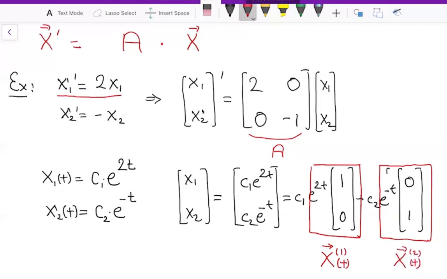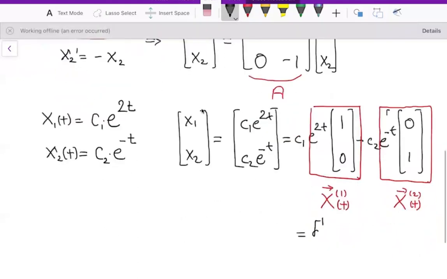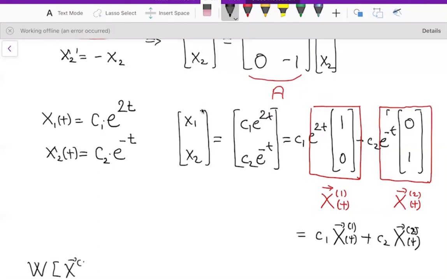So we were able to write all the solutions as C1 x1(t) plus C2 x2(t). Probably this is going to be the general solution, but to check whether it is a general solution, I need to check the Wronskian. So let's check the Wronskian here, the Wronskian of x1 and x2.